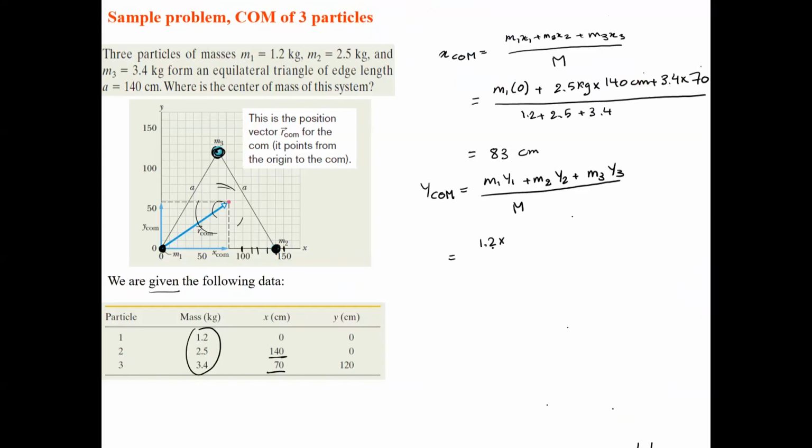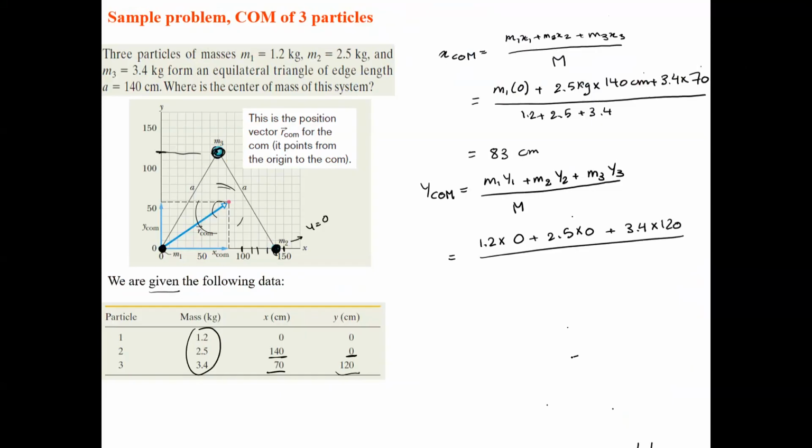M1 is 1.2. M1 is at the origin, so its y position is also 0. M2 is 2.5, and M2 is on the x-axis, so it has y equals 0. It's already given to us in the table. This made things easier. M3 is 3.4, and its y-coordinate is over here, which is 120, also given in the table.